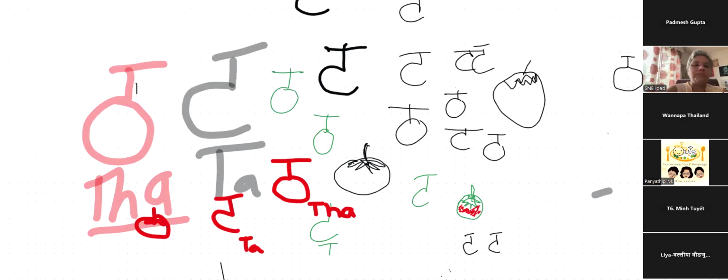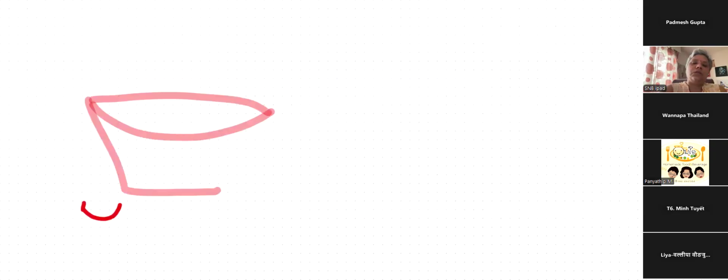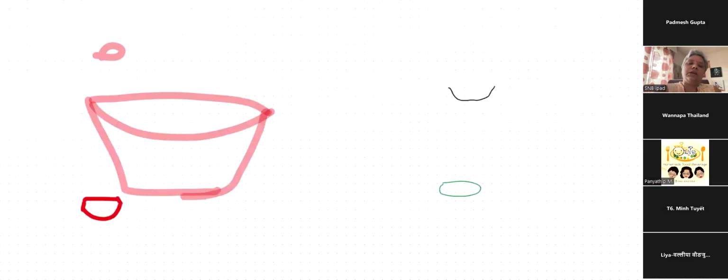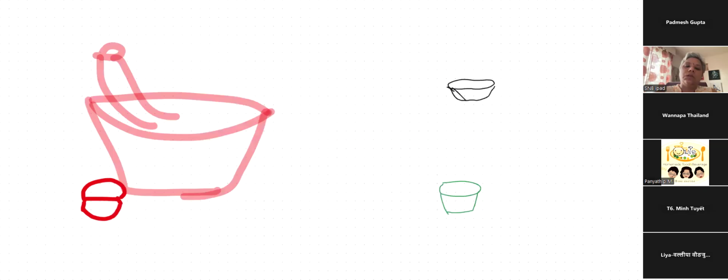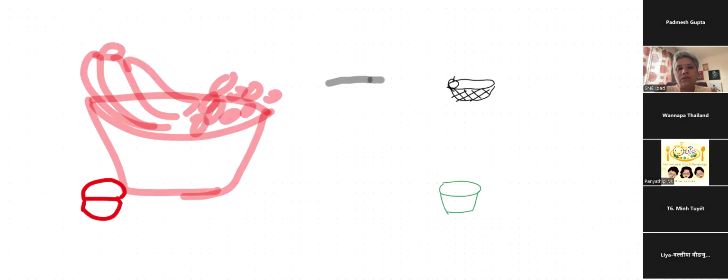Now let's come to the next letter. Can you all draw a basket for me, a fruit basket? Like, how will I draw? It is like this. You can keep some bananas in it. You can keep some grapes in it. So it's a basket, you get the idea? There are some apples in it.